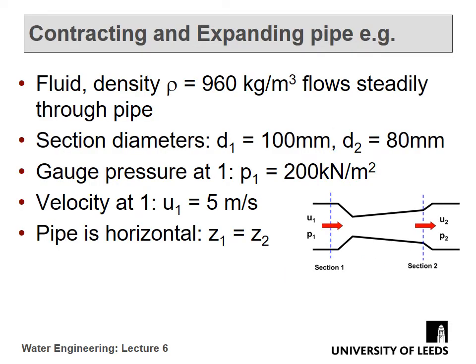So let's say we've got a fluid of density 960 kilograms per meter cubed, flowing steadily through a pipe. It's steady, and remember the Bernoulli equation applies for steady flow. Section 1 diameter is 100 millimeters, section 2 is 80 millimeters, so we see it's getting narrower. It's gone from wide to narrow. We don't need to worry about this narrow bit in the middle.